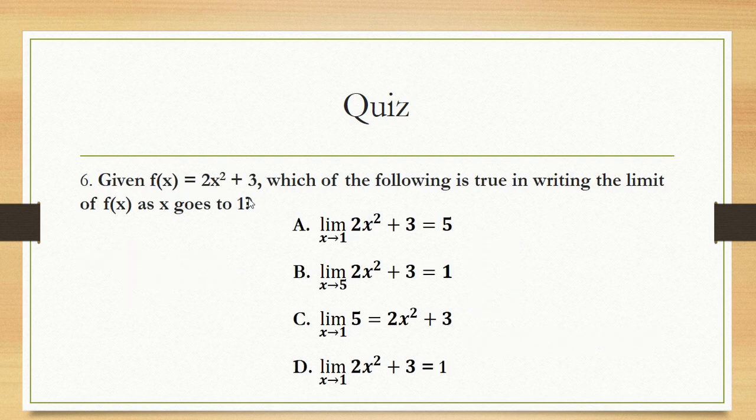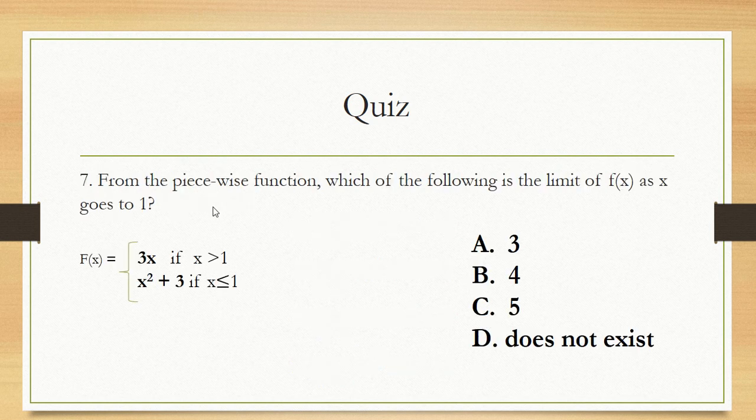Next, we have number 6. Given f of x equals x squared plus 3, which of the following is true in writing the limit of f of x as x goes to 1? So, ang pagsulat po nito ay limit of 2x squared plus 3 as x goes to 1. Ito ba ay ganito? Equals 5 or equals to 1? Ang 5 dito, ang 1 dyan, or ito yon, 5 or this one? So, which of this is the correct way of writing? Number 7, from the piecewise function, which of the following is the limit of f of x as x goes to 1? So, kung as x goes to 1, ano kaya ang value ng ating f of x?